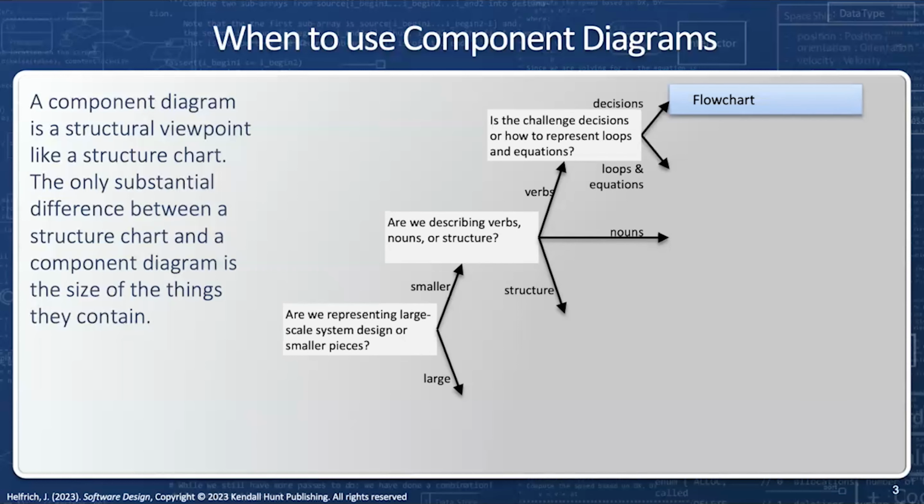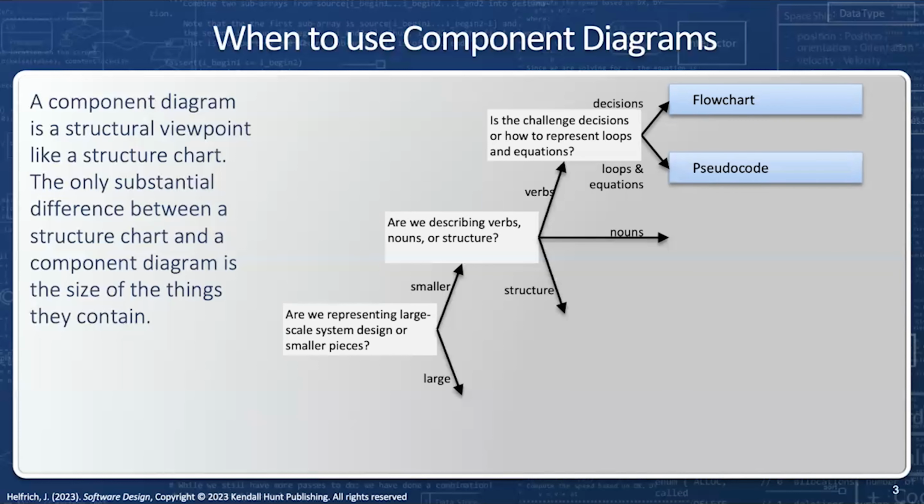Now, let's take a look at flowcharts. Flowcharts are for small scale pieces. Flowcharts are best when you're talking about a dozen or a couple, maybe even 100 statements, but not like 10,000 lines of code. Flowcharts are best for verbs that describe algorithms, and flowcharts are particularly well suited for representing decisions. It helps humans visualize them and communicate them to other people. However, if loops and equations are what you're trying to represent, flowcharts do a really poor job of that.